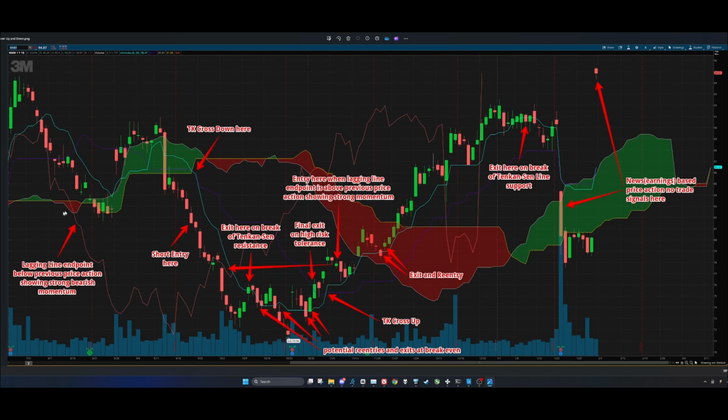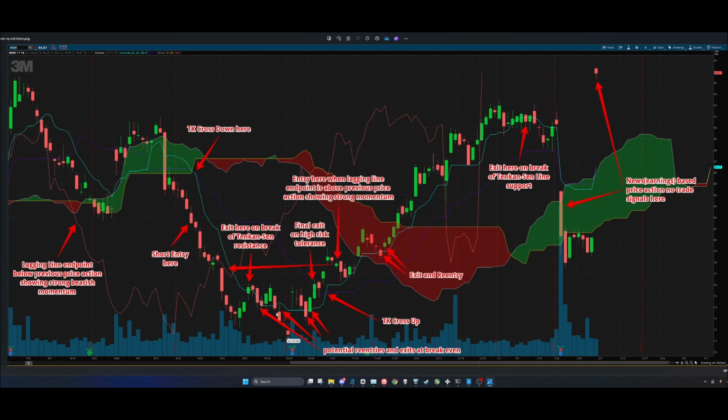So the lagging line endpoint was right here when this TK crossover to the downside happened, and it is beneath previous price action, showing that the current bearish price action is stronger than previous price action. So get in on this candle, ride it down, and when your share price breaks above that blue conversion line right there, you would take profit.